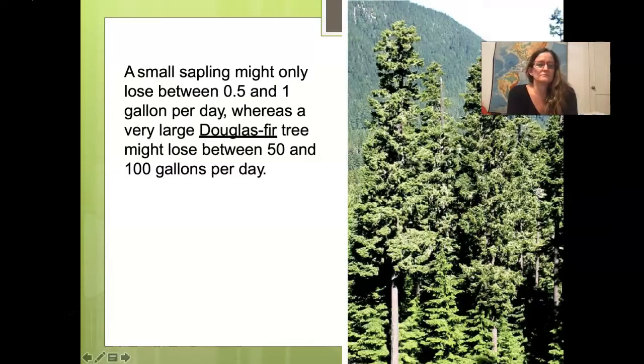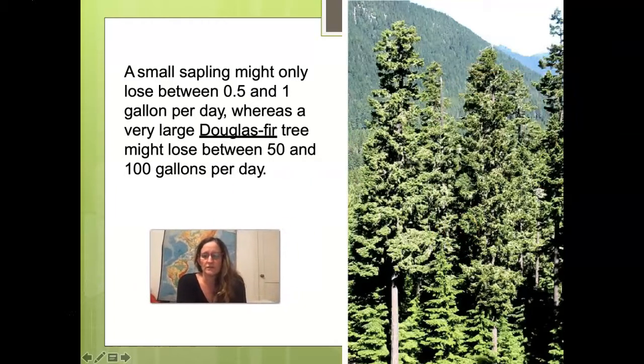All right. So back to the hydrologic cycle and fluxing water back and forth from the soil to the atmosphere. A small sapling might only lose between 1/2 and 1 gallon per day, whereas a really large Douglas fir tree like these can lose between 50 and 100 gallons of water a day. That's pulling it out of the soil.